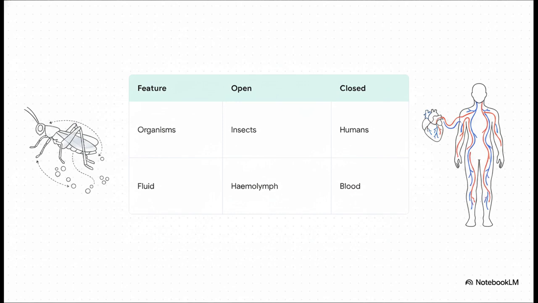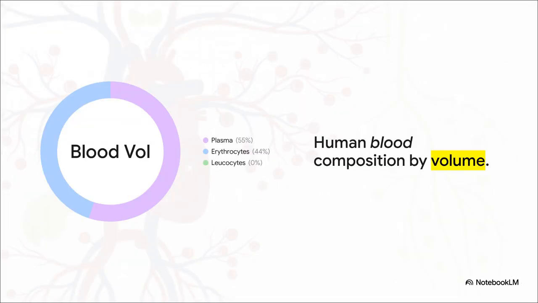But for humans, fish, and amphibians, we've got a closed circulatory system. Our fluid is blood, and there's no splashing around freely here. It is always securely contained within a continuous, closed loop of blood vessels. Focusing in on human blood.